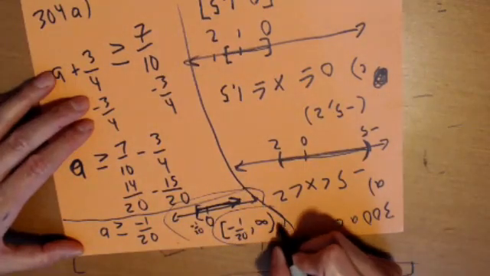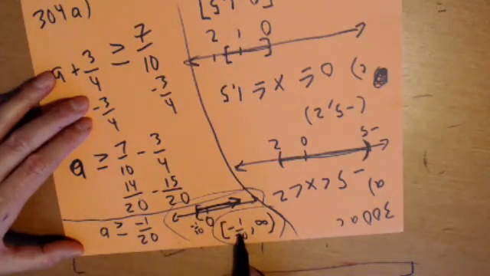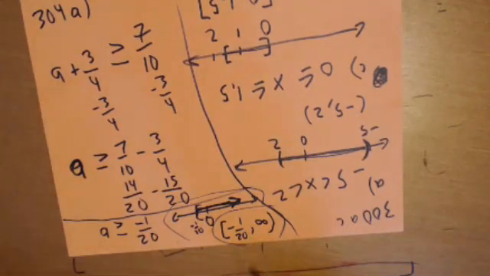Eventually we're just going to put the answer in interval notation. They kind of have you graph it like this so that you're comfortable going to interval notation, but eventually we're going to quit doing this and just go straight to this. Okay.